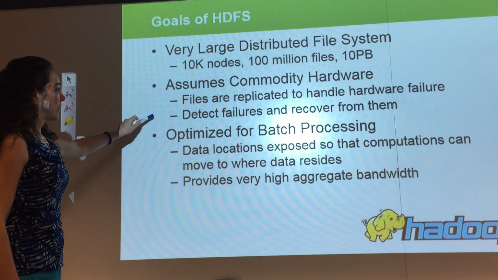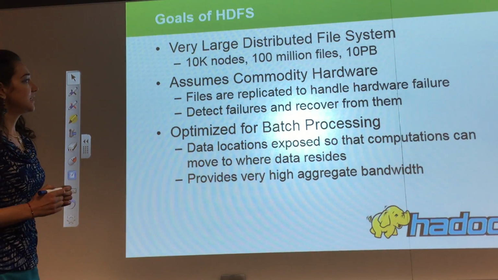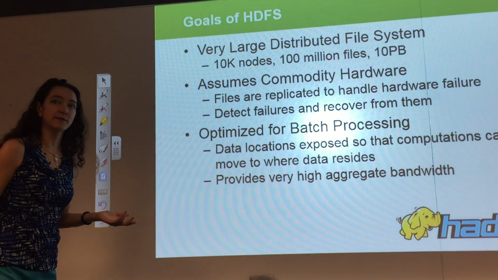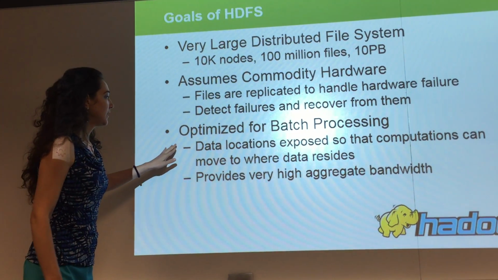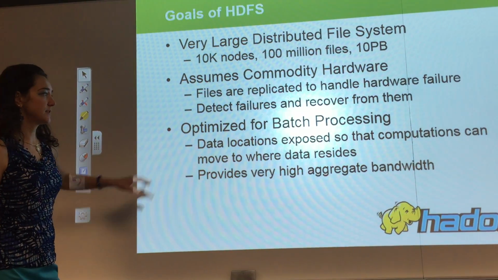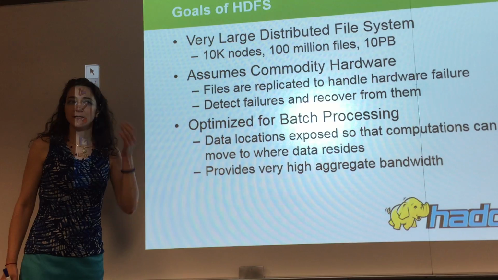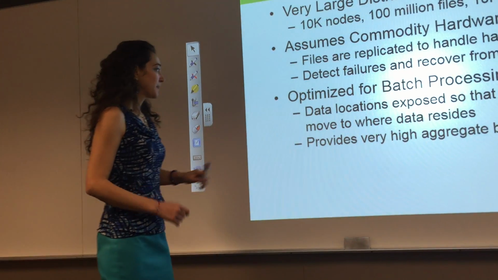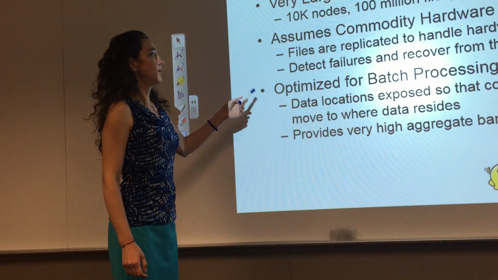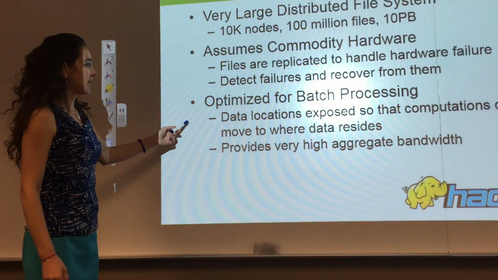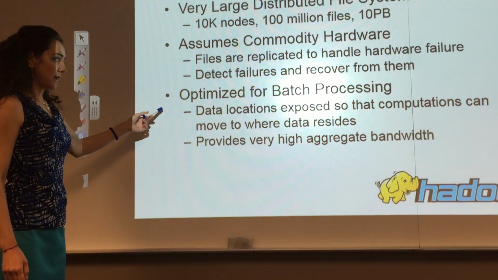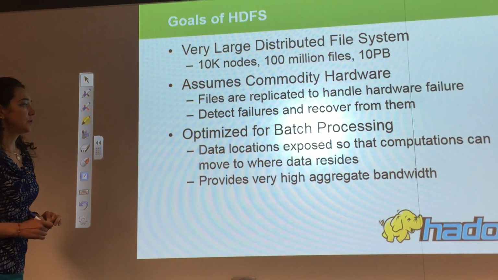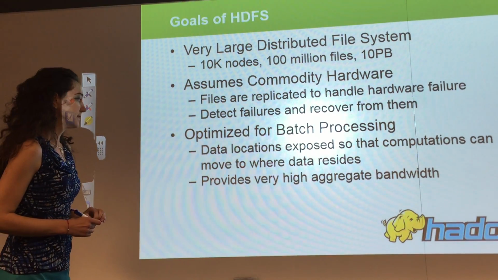So it assumes commodity hardware. It does replicate the files in case there is a failure, because we expect that there is going to be a failure. And this system is designed for batch processing, which is different from the file system that is on all of our laptops. That's not designed for batch processing. In this system, most of the jobs are batch jobs, so they designed a file system for this type of processing. The data locations are exposed so that computation can move to where the data resides.